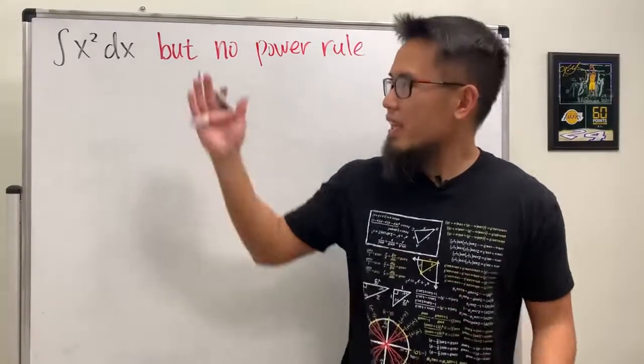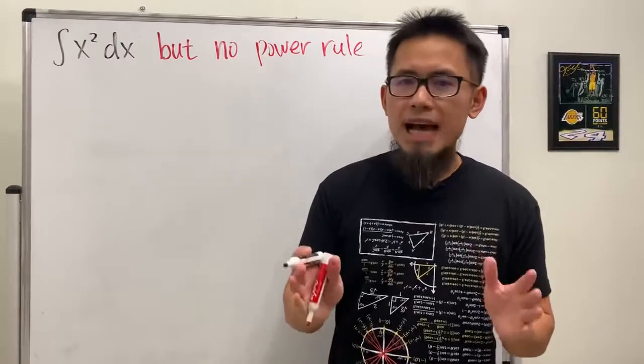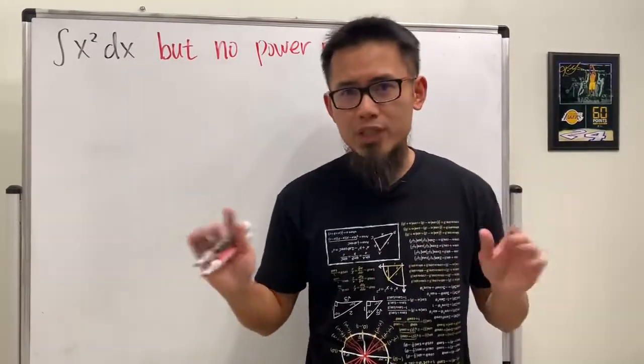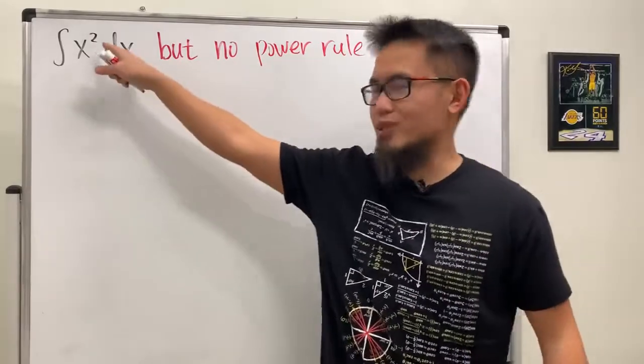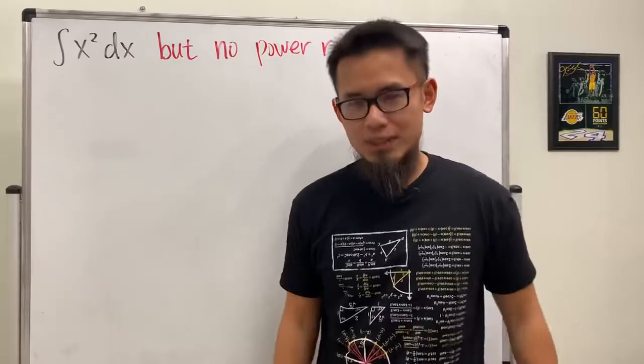Alright, we'll be integrating x squared, but we are not going to be using the power rule of any kind. Meaning that we are not going to bring the power to the front and then minus 1, no power rule for derivative. And also, of course, do not add 1 to the power and then divide it by the new power. No power rule for integral as well.